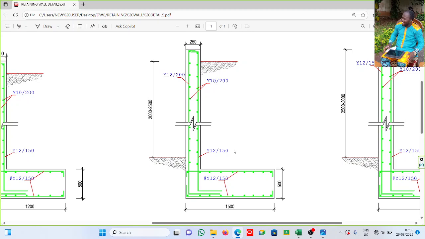So please kindly take note. Some tutorials use 500. It is not so. I am just working by observation. Right, okay, this length is more than this. All right, let's continue.